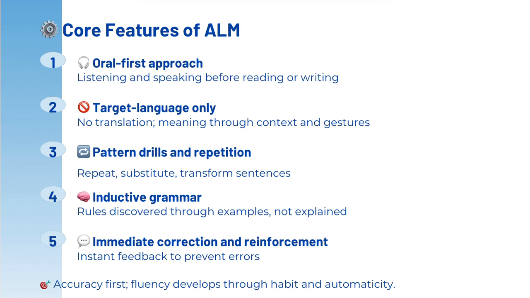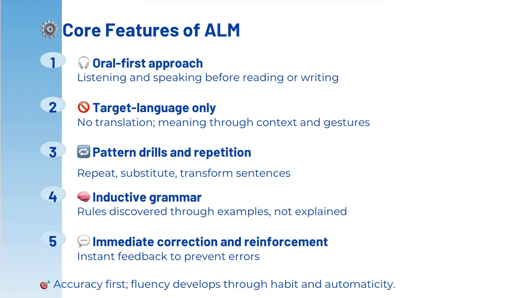Slide 3. Core features of ALM. Now let's go over the main characteristics of the method. First, it's an oral-first approach. Students start with listening and speaking before moving on to reading and writing. Second, the class uses only the target language. No translation is used. Meaning is shown through context, gestures, or pictures. Third, ALM uses pattern drills and repetition. Students repeat, substitute, and transform sentences again and again.